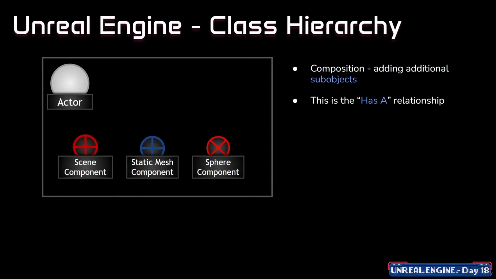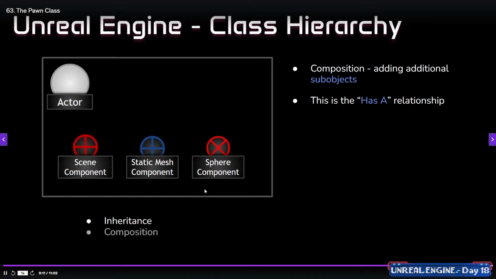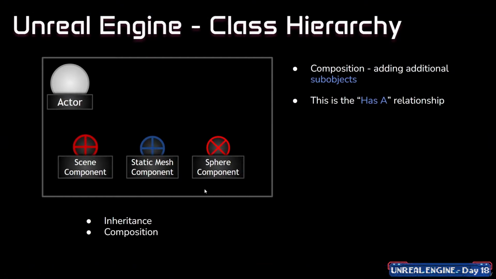So we have two ways to extend the capabilities of any given class. One is through inheritance, by deriving a new class from an existing parent class and inheriting properties from it, and another is through composition, adding subclasses for our class to have. These are the is-a and has-a relationships in programming. More specifically, these are concepts related to object-oriented programming, OOP for short, and they're important to understand because the blueprint system is object-oriented.